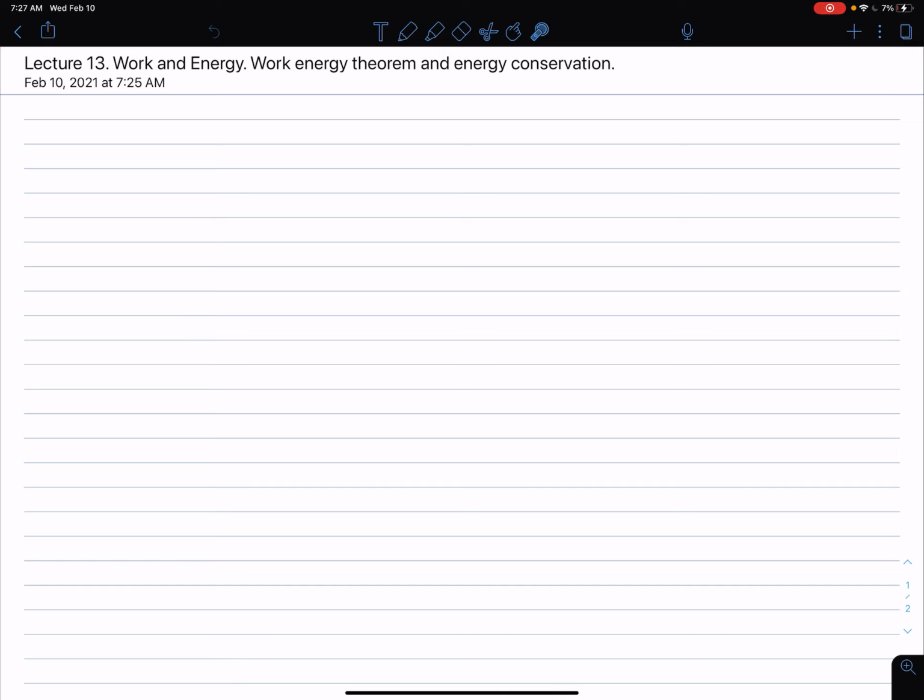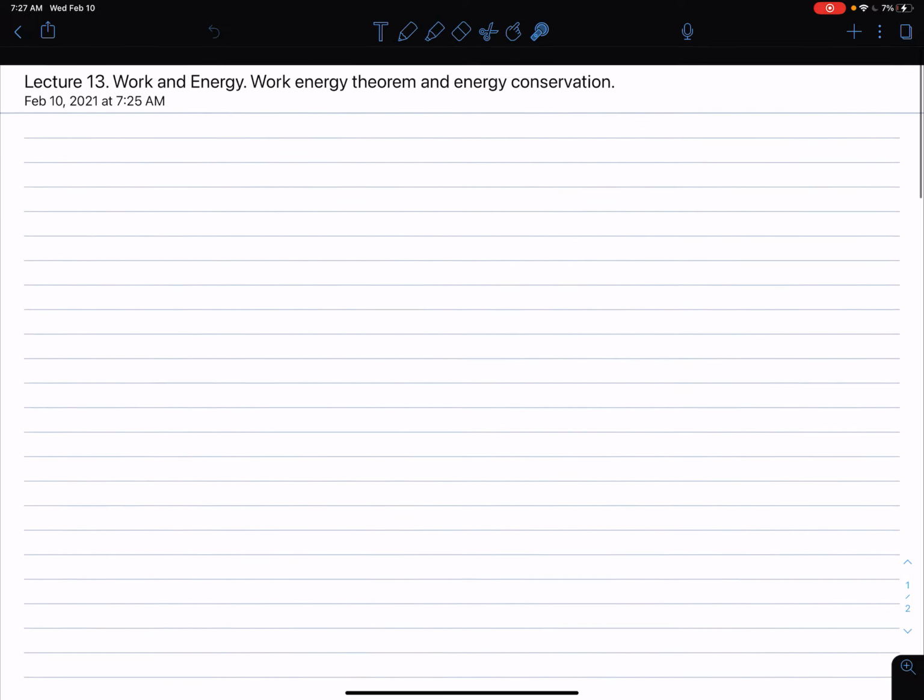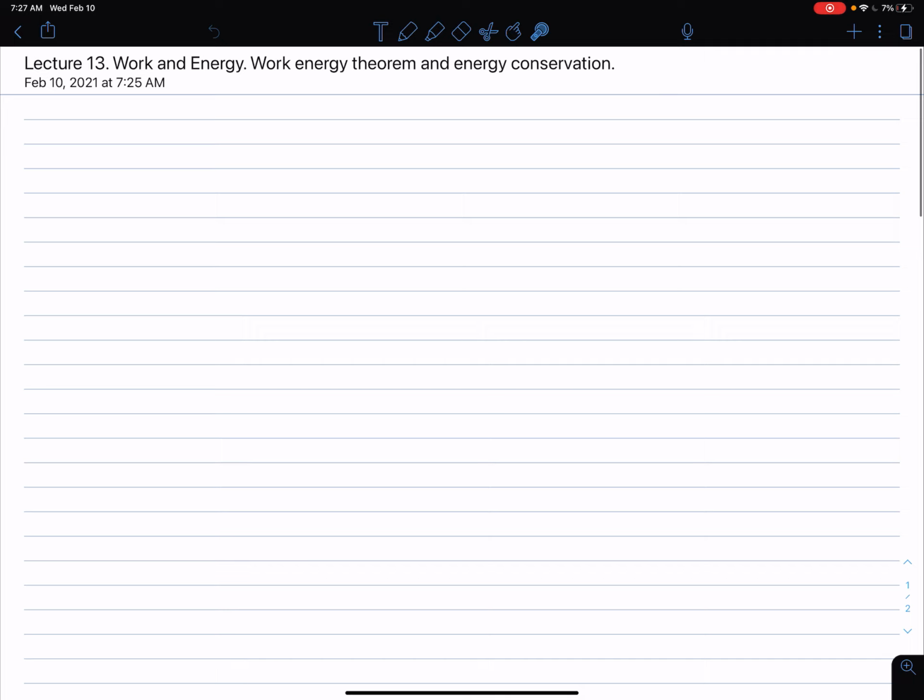So today we will talk about work and energy, and specifically we will talk about a couple of important principles. One is called the work-energy theorem, and a special case of that, which is called essentially conservation of energy. And the important terms that we will look at are work and energy.